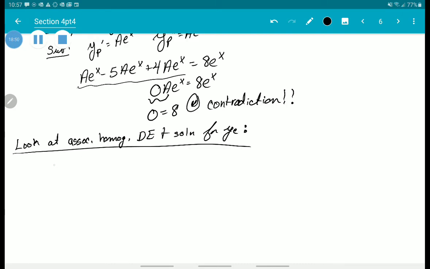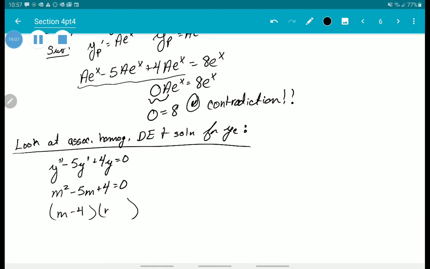So the associated homogeneous differential equation would be y double prime minus 5y prime plus 4y is equal to 0. The auxiliary equation would be m squared minus 5m plus 4 is equal to 0. That factors into m minus 4 times m minus 1. So we get 2 roots, 4 and 1. So we know the complementary solution is c1 e to the 4x plus c2 e to the x.